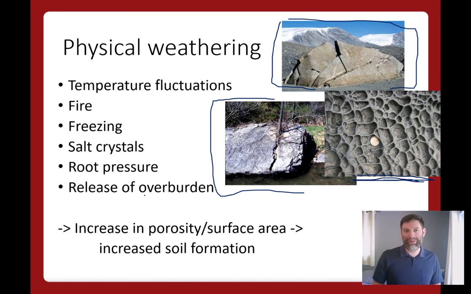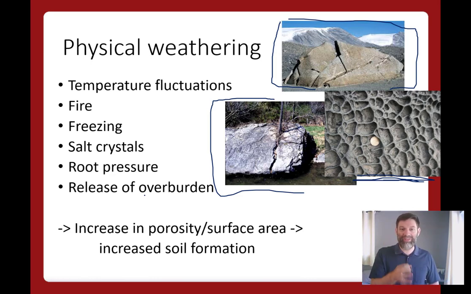And then release of overburden. This is one that you might think of a little less, but if a rock was formed deep underground, kilometers down, it's got a lot of rock on top of it. That's a lot of weight and a lot of pressure. If it gets uplifted and the overlying material is eroded away, that overburden is removed, then suddenly there's a lot less pressure and it kind of expands just a little bit. The pressure is released, and so it changes volume, and that can lead to physical weathering.